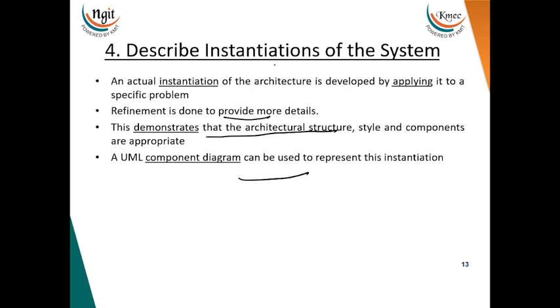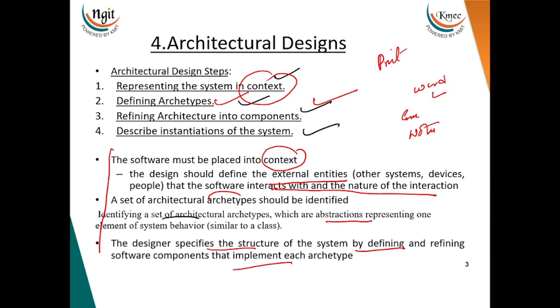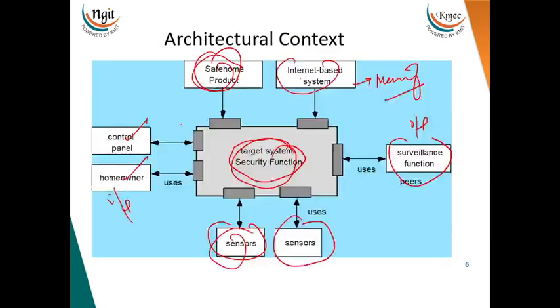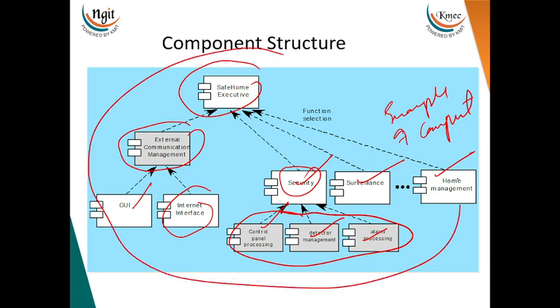Describe instantiation of the system. What do you mean by this? Let's move on to this part. Correct, refining the components we have described. We are going to see the fourth part. An actual instance of the architecture is deployed, applied to specific problems. Refine, done, providing more details. What do you mean by done? You have given this detail, correct? I need more specific detail on this one, and more specific on this one. More details means what? We will see it, correct?